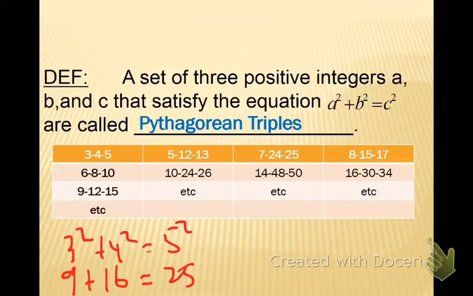5, 12, 13 is another common one. These others aren't so common. 7, 24, 25, 8, 15, 17. I would know these two, right? So the advantage of knowing these Pythagorean triples is this. If you have a triangle, and this is 3, and this is 4, I won't require you to show your work.